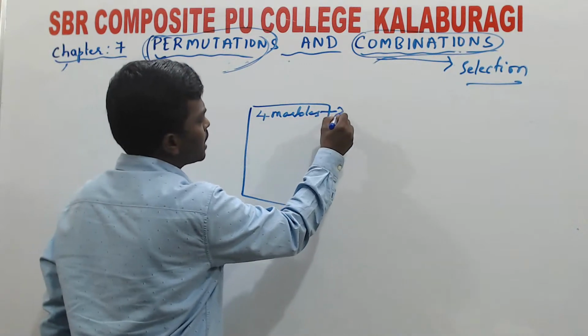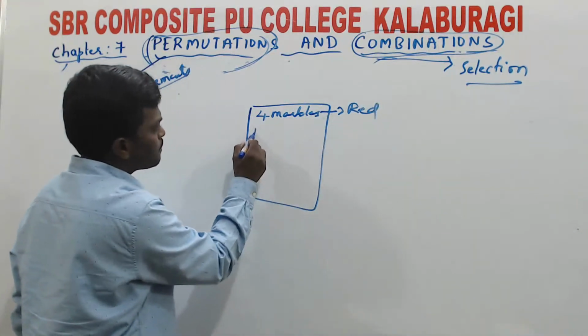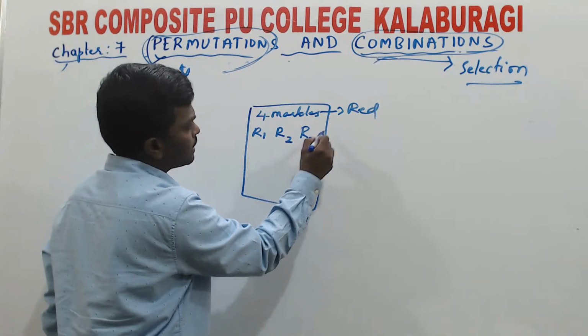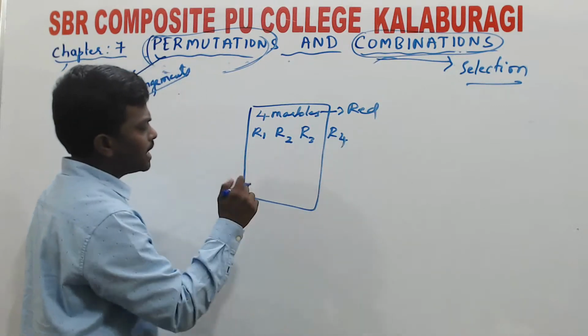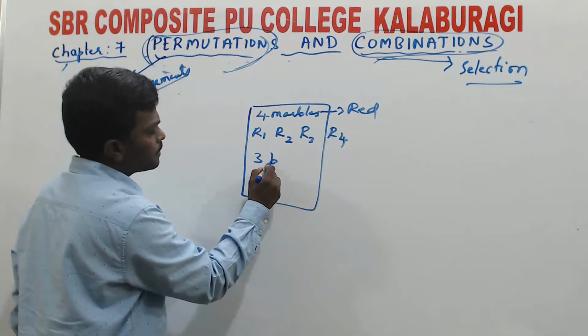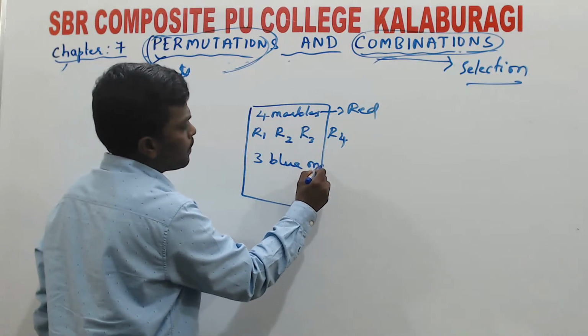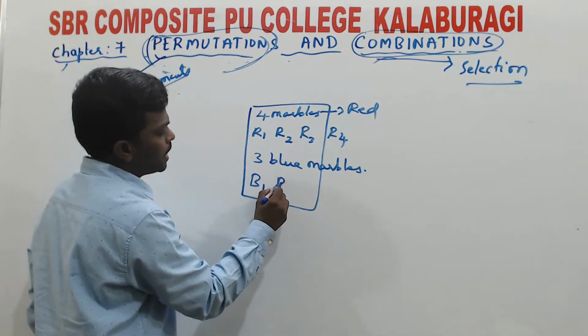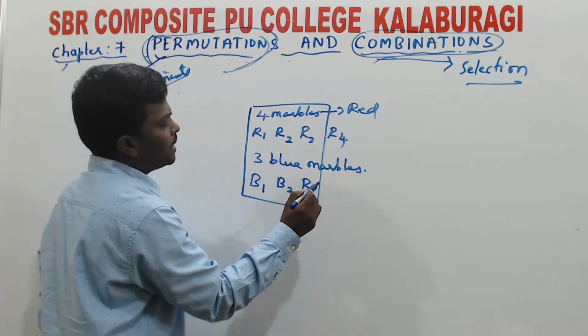So there are four marbles of red color. Let's suppose they are R1, R2, R3, R4. Four red marbles and three blue marbles. Let them be B1, B2, B3.